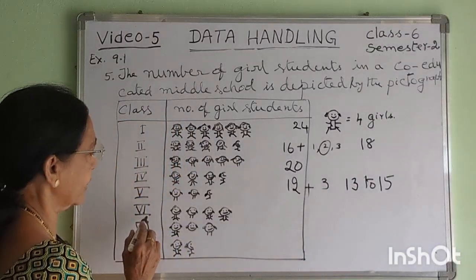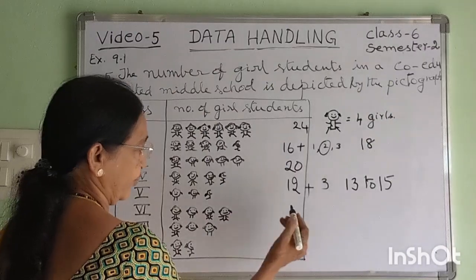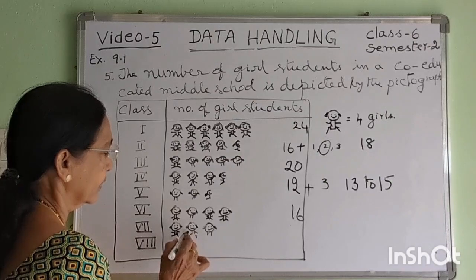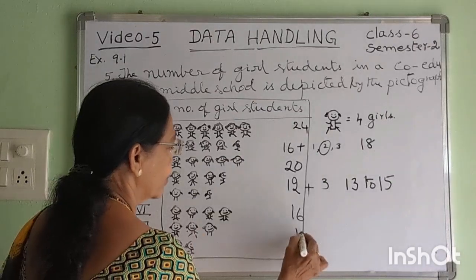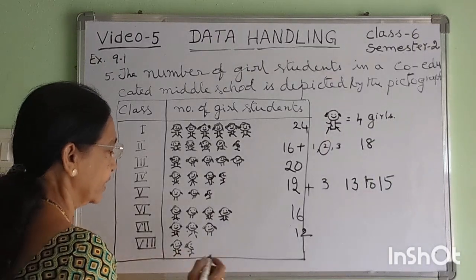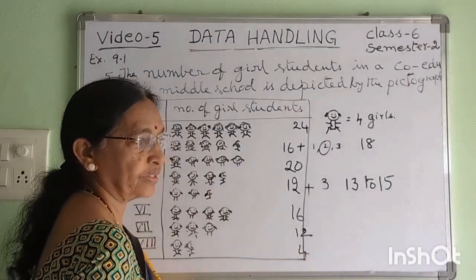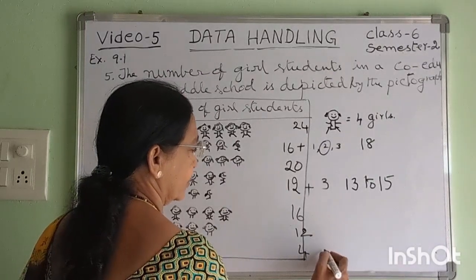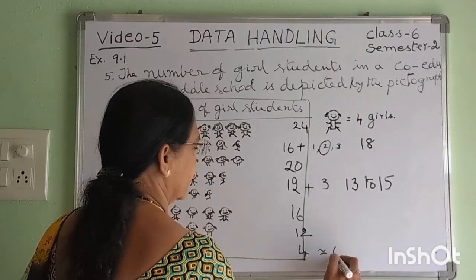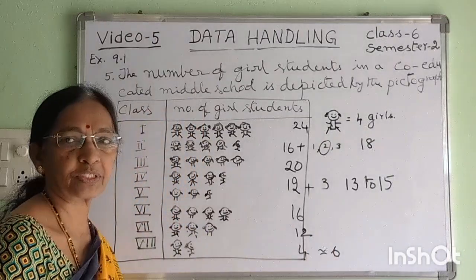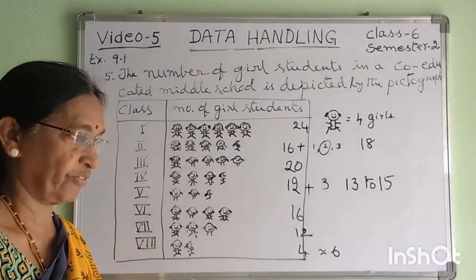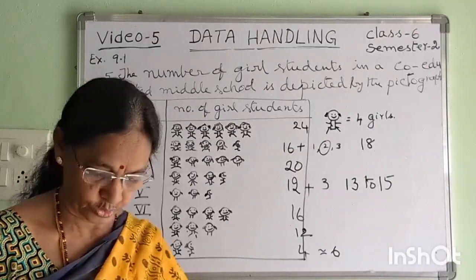Next, in 6th class there are 4 figures. 4 fours are 16. In 7th class there are 3 figures. 3 fours are 12. 12 girls in 7th class. In 8th class there were 1.5 figures. Therefore 4 plus 1, 2 or 3, so it may be approximately 6. We can take 6 girls. There were approximately 5, 6 or 7, any number. So from this we can evaluate the answers to the questions.